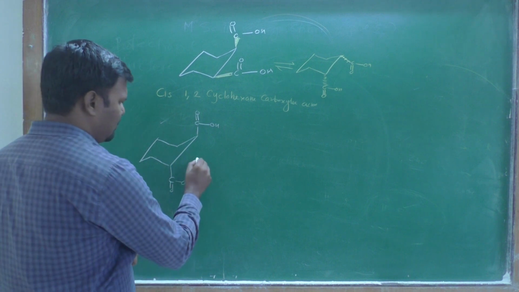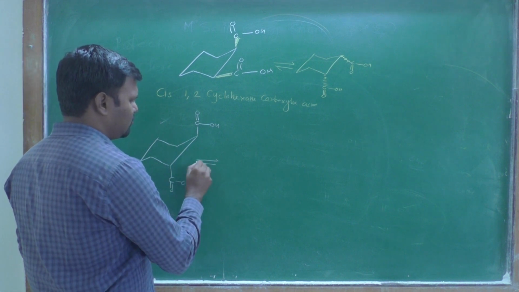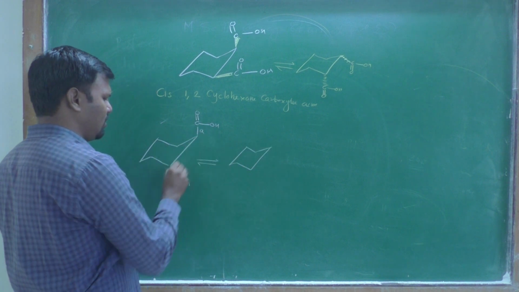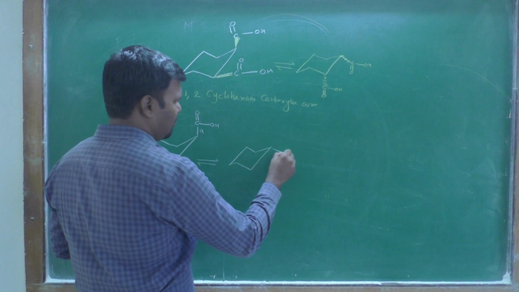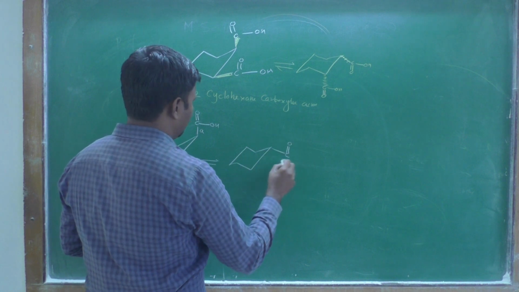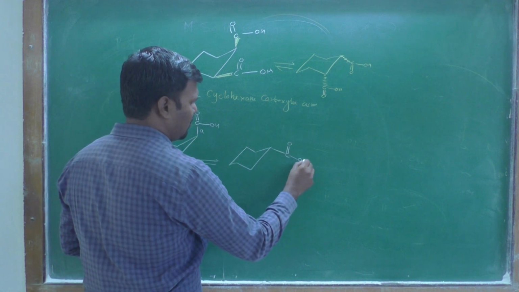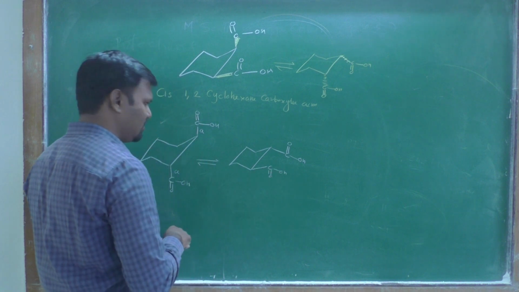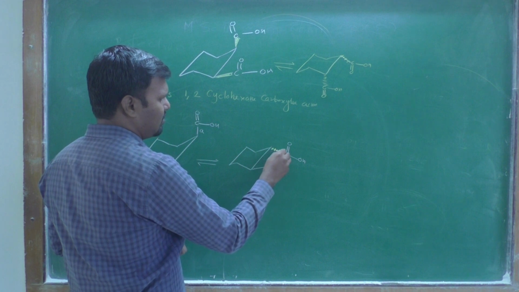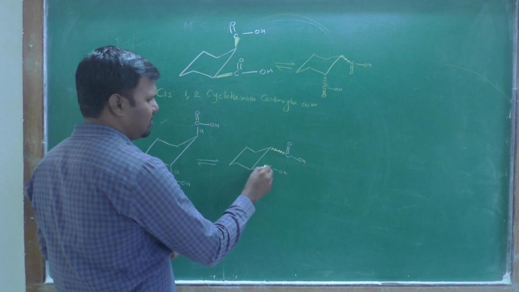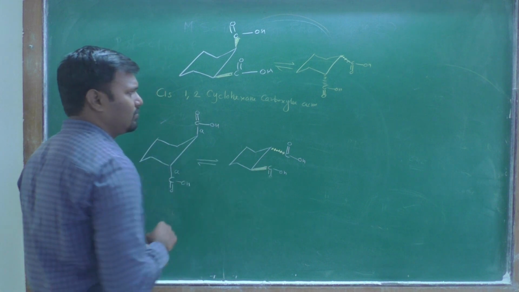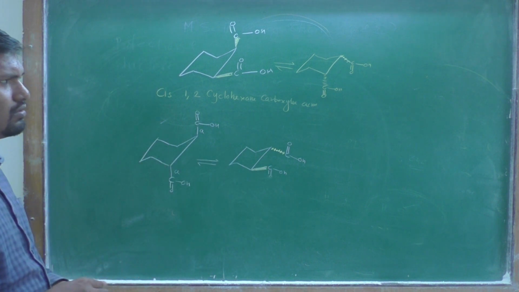This can also be converted into the other form: after flipping, equatorial becomes axial and axial becomes equatorial. Remember that. This one is below the plane, and this COOH is at the top position of the plane.